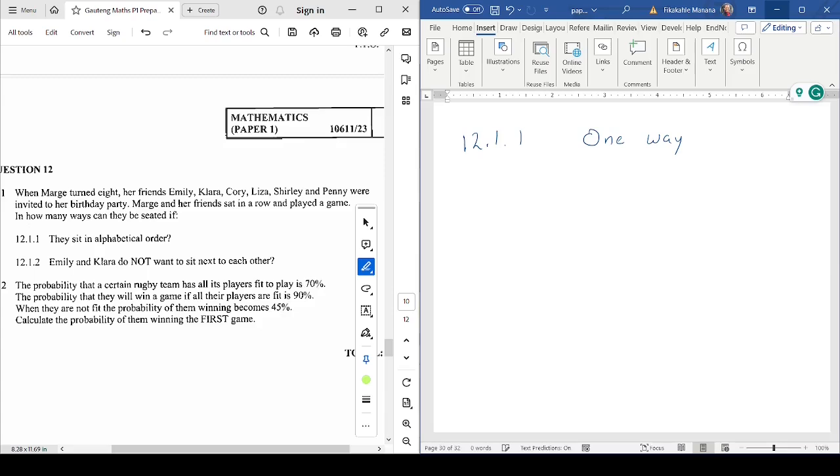Or if they sit in alphabetical order, that's like from A to Z. But they can also sit in alphabetical order from Z to A. So you could also say two ways. That's acceptable. So both answers are correct. If you said one way, you get the mark. If you said two ways, you also get the mark. All right, so let's look at the next question.